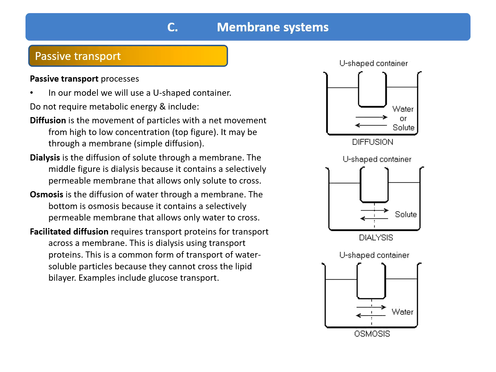Facilitated diffusion requires a transport protein. Think of this as dialysis using a transport protein. It's a common form of transport of water-soluble particles because they can't cross the lipid bilayer. Glucose transport, in many cases, is an example. Filtration is the forcing of water and solute through a membrane by pressure.